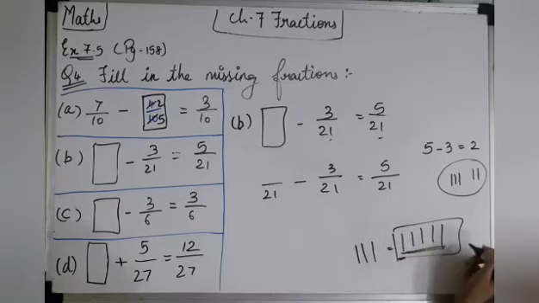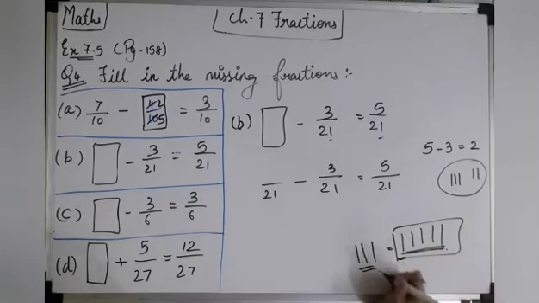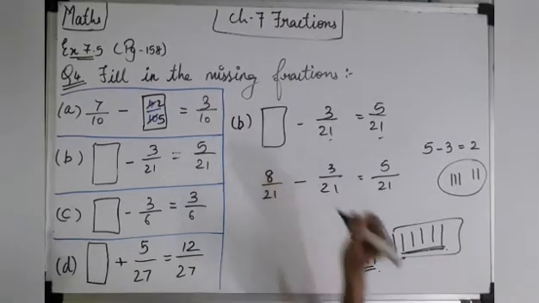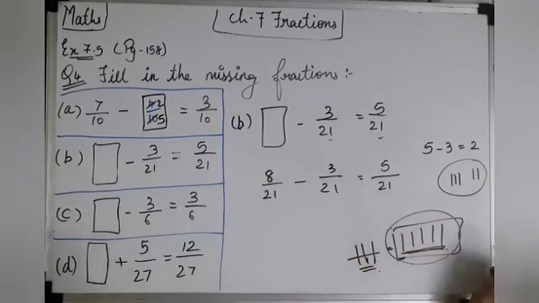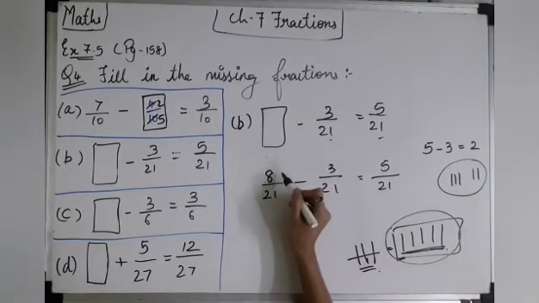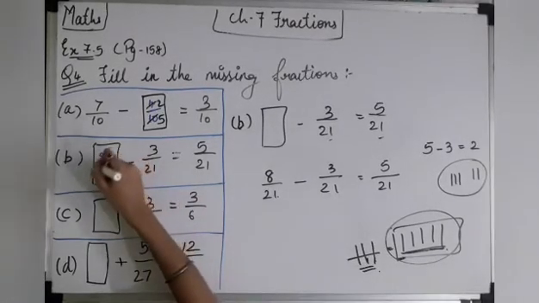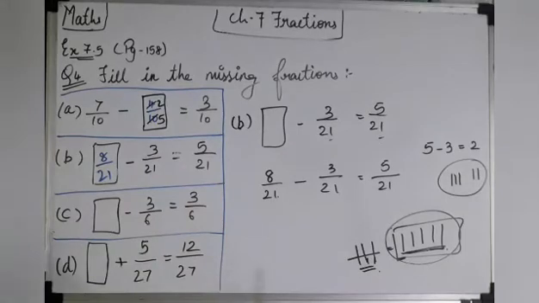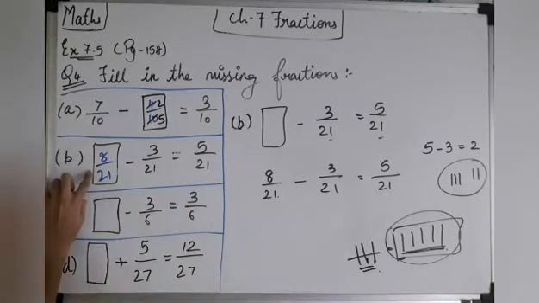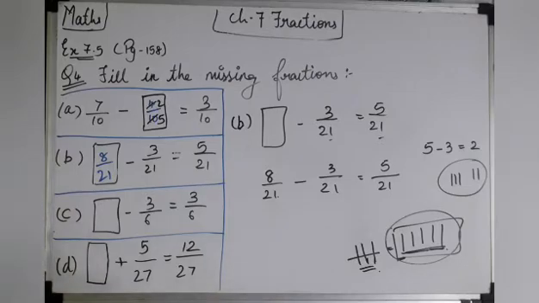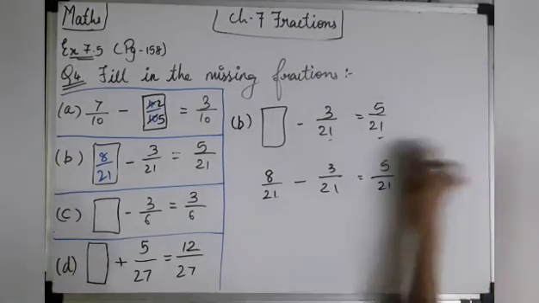So 5 sticks are remaining and 3 are subtracted. It means 5, 6, 7, 8: 8 sticks would be there, then only 3 are cut and 5 remain. So what did we get? The fraction 8 upon 21. So right here, 8 upon 21. This is in the simplest form, because 8 and 21 do not come in a similar table. Okay. Moving to the next sum.